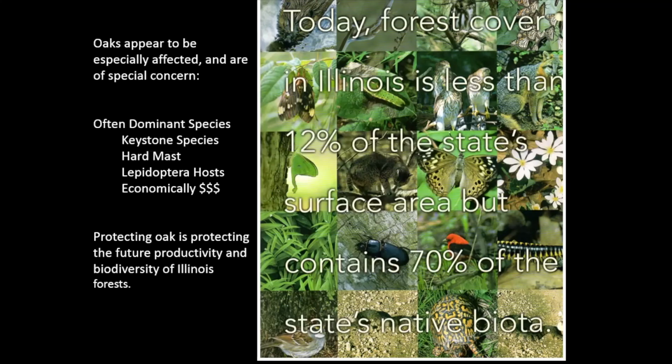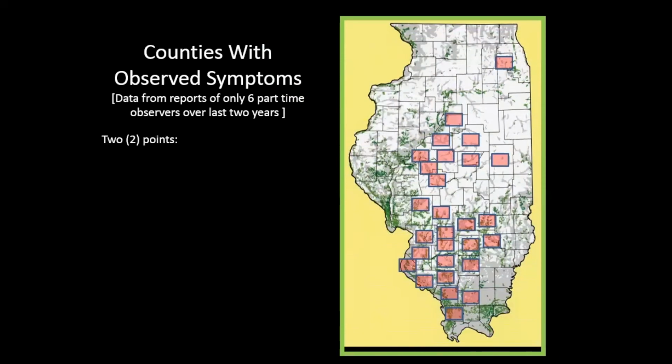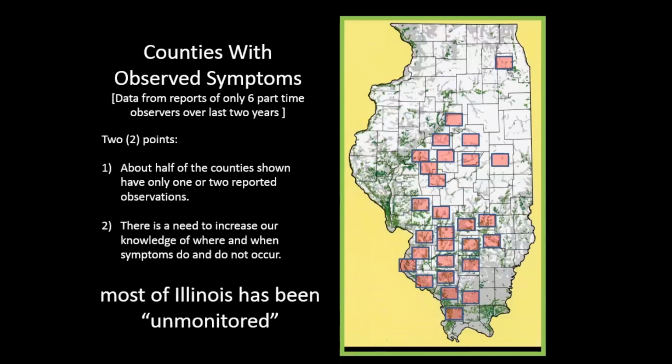Now, this is a map showing counties with observed symptoms. Please keep in mind that this is data from the reports of only 6 part-time volunteers over the last 2 years. And there's 2 key points here. About half the counties have 1 or 2 reported observations, and there's a need to increase our knowledge of where and when symptoms do and do not occur. And as you can see, most of Illinois has been unmonitored.